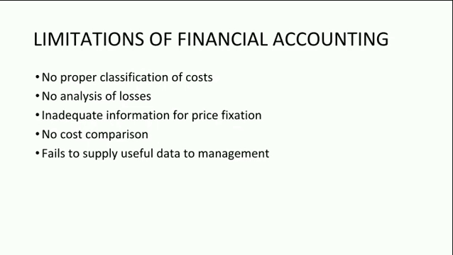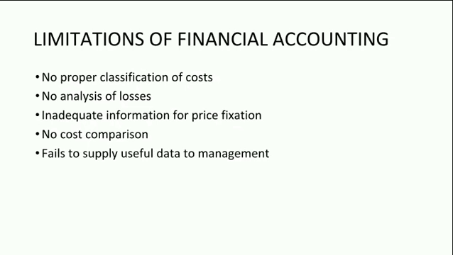The next limitation of financial accounting is that there is no proper classification of cost. As we have seen in the case of the trading and profit and loss account, all the items of expense or cost are recorded on the debit side of the profit and loss account. So we do not have the classification of the same. We are not able to segregate them into different heads.